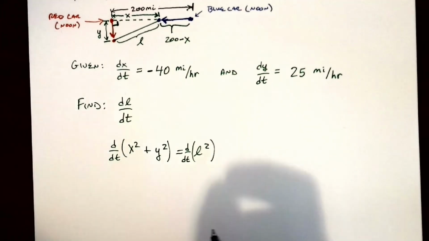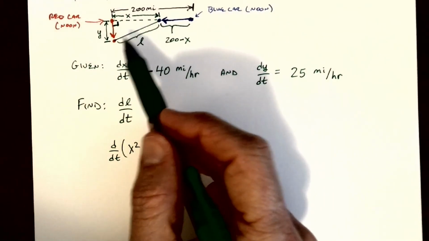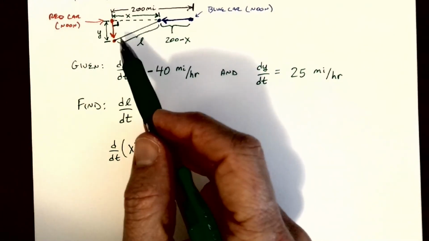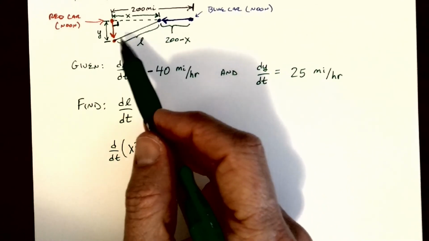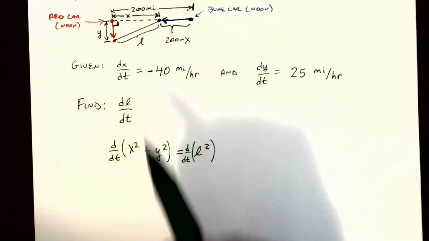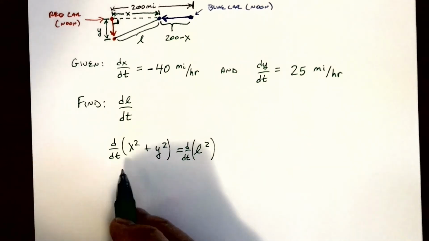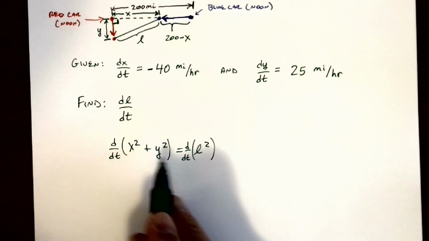Now keep in mind, unlike the ladder problem where the hypotenuse was the length of the ladder, that was a fixed length, this L is changing. This distance between the cars changes. It doesn't stay the same. And of course y and x are changing. So all of these x, y, and L are all changing with respect to time. So when I take the derivative of each piece here, I've got to use the chain rule.